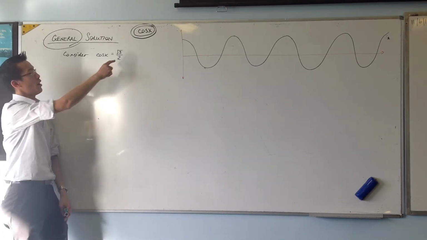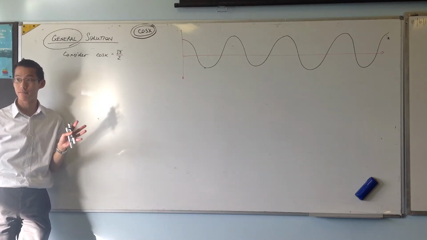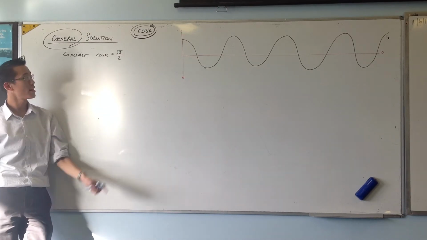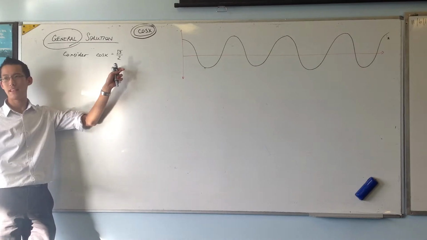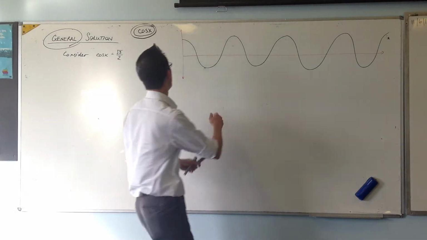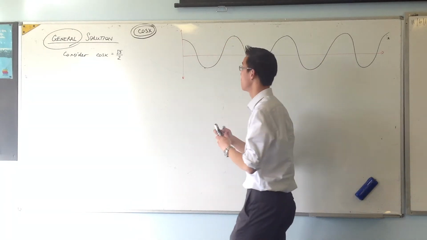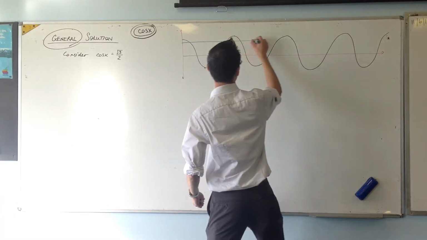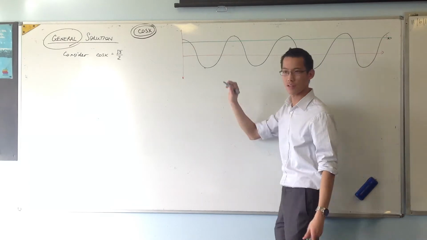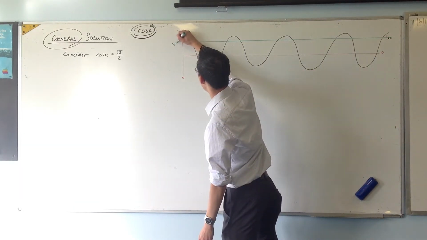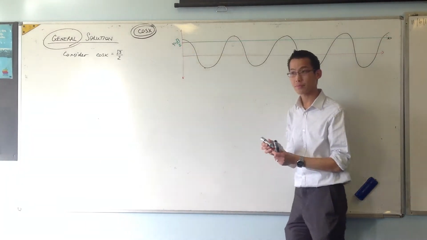Now, root 3 on 2. Root 3 is about 1.7, thereabouts, okay? So if you divide it by 2, that should be like 0.85 or something like that. Now, the range of cosine is 1, so I'm pretty close to the top. So when I draw in my line like so, I think that's roughly where it's going to be, okay? So I'm calling that y equals root 3 on 2, okay?